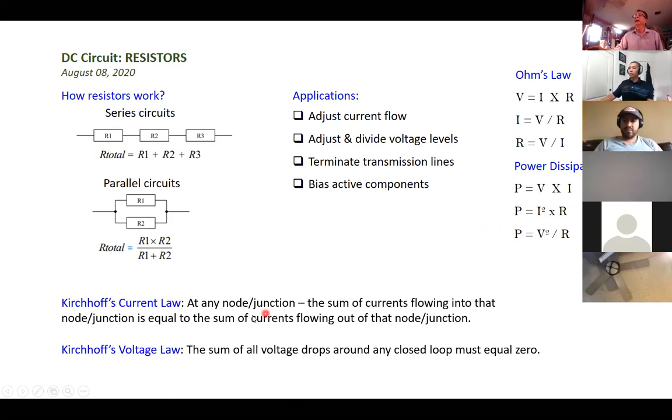Okay. KCL, Kirchhoff's current law. At any node or junction, the sum of current flowing into that node or junction equals the sum of current flowing out of that node or junction. And Kirchhoff's voltage law, KVL: the sum of voltage drops around any closed loop must equal 0. Okay?